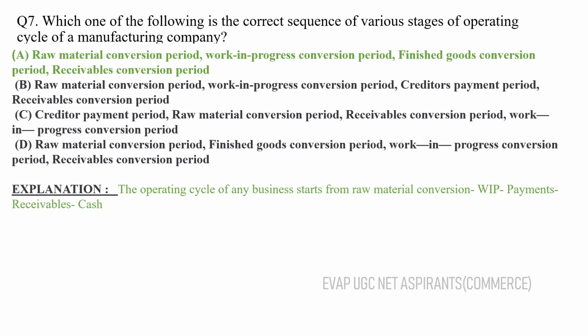So the answer is option A, that is raw material conversion period, then it will be work in progress conversion period, then it will be finished goods conversion period and finally it will be receivables conversion period. So the explanation, the operating cycle of any business starts from raw material conversion, that is converting the raw material first, then it will be transferred to work in progress, then to finished goods, then to receivables and then it will transfer to cash. So option A is the right answer for this.